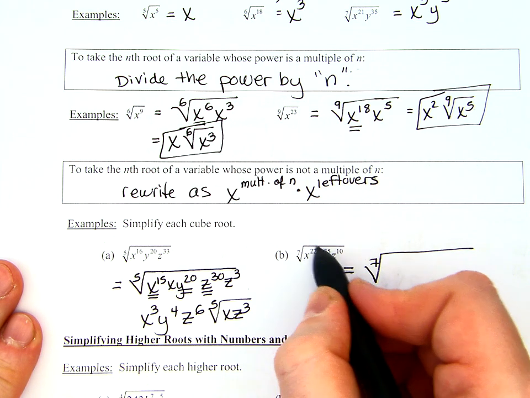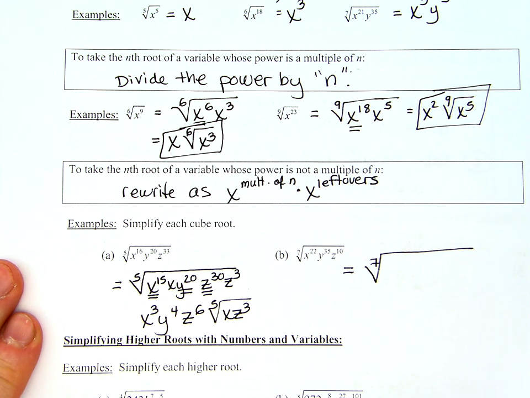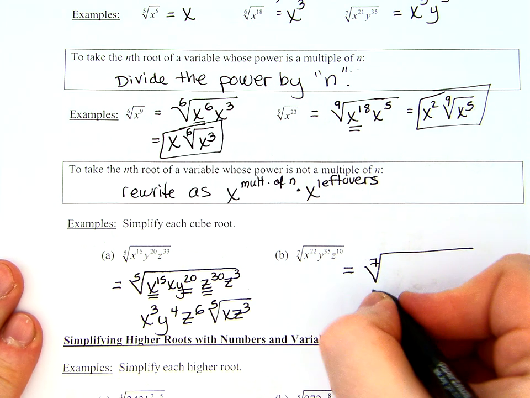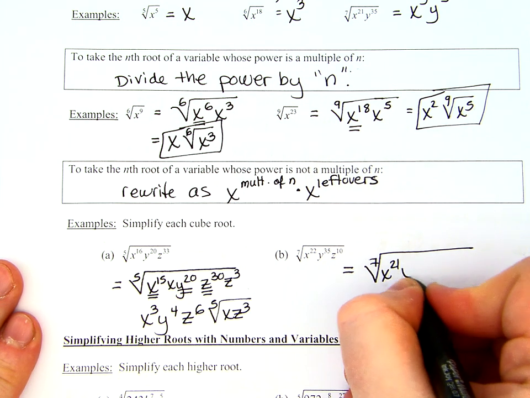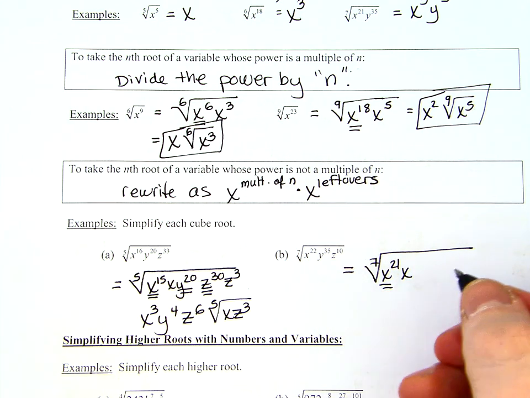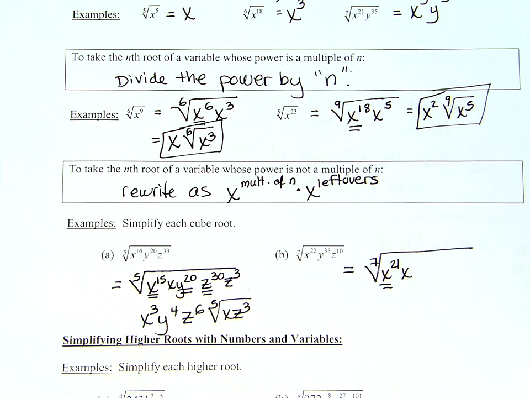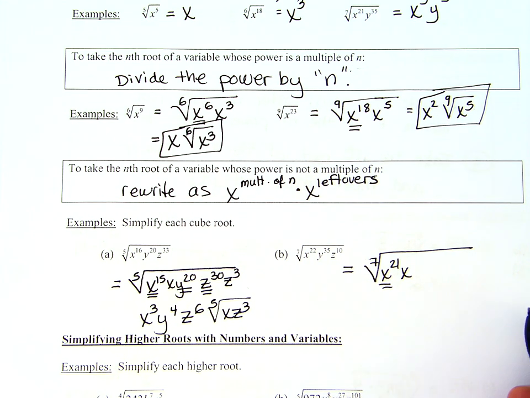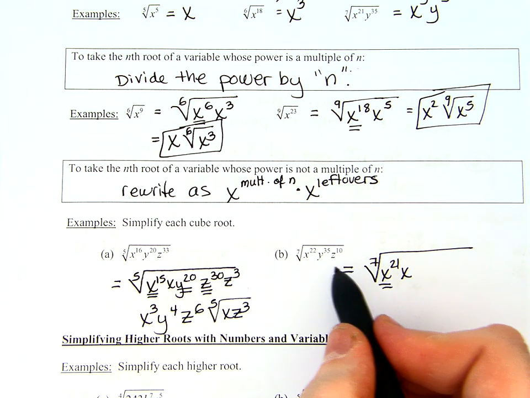Next one, Taya, what did you do with the x to the 22nd? Good. x to the 21st, because that's our multiple of 7 times x. Keyshawn, what about y to the 35th? Right, but I need to see the breaking down work to get any sort of credit. Can you break down y to the 35th?